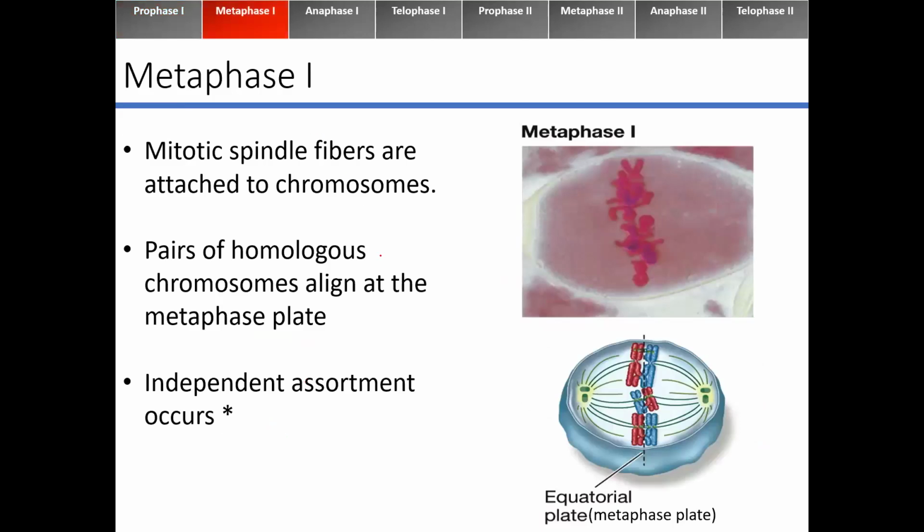When it comes to metaphase 1, mitotic spindle fibers are attached to the chromosomes. And remember, metaphase, middle. You can see that in metaphase 1, they're all meeting up at that metaphase plate, right in the middle over there. So pairs of homologous chromosomes align at the metaphase plate, and then independent assortment is going to occur here.